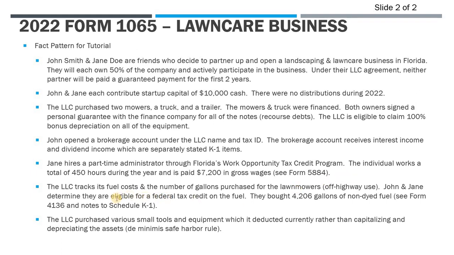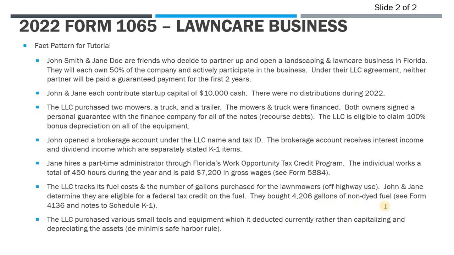We'll look at that in more detail, and see how that's reported on the K-1 as well. Now, the LLC obviously needs to keep good books and records, so they track not only their fuel costs, but the number of gallons purchased for the mowers. Why is this important? Well, for off-highway use of gasoline or other kinds of fuel, you might be eligible for a federal tax credit on the fuel. They bought 4,206 gallons of non-dyed fuel.